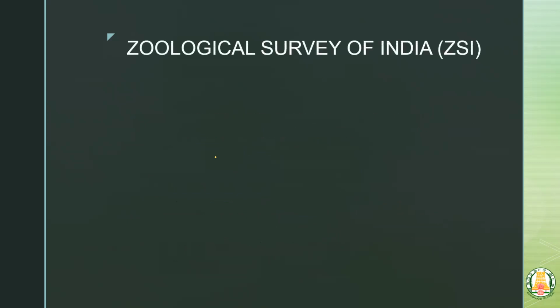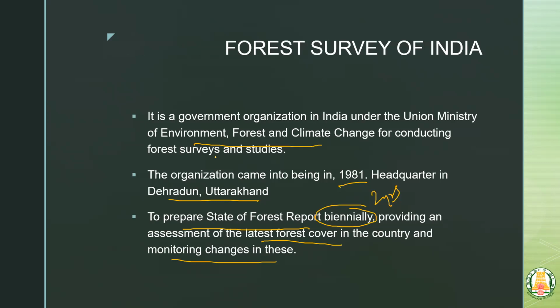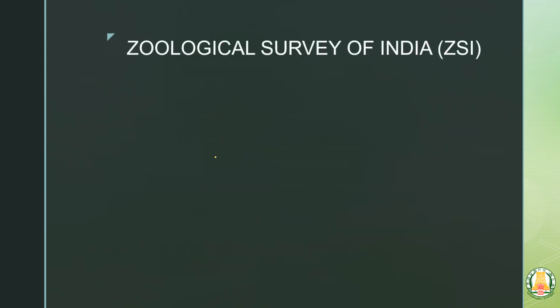Then comes the Zoological Survey. Friends, Forest Survey is there. Zoological Survey is here. There is something called as Botanical Survey. So please be very sure.